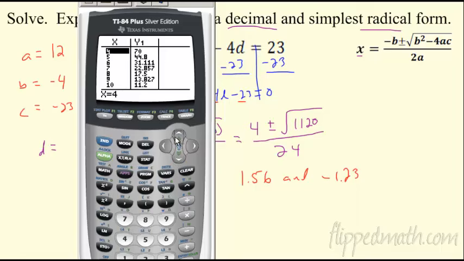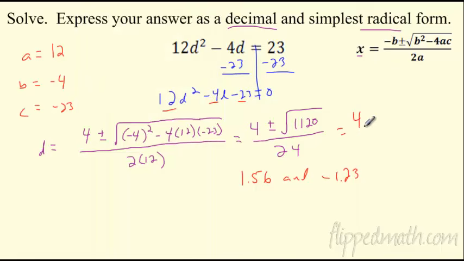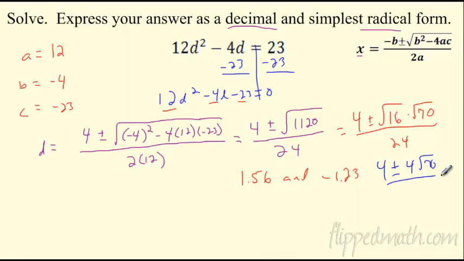So again, there it is. That means this is 16 times 70, and we'll write it out because it'd be good to see it. 16 times 70 is 1,120. And again, I'm going to say this is 4 plus or minus the square root of 16, which is 4, radical 70, over 24.